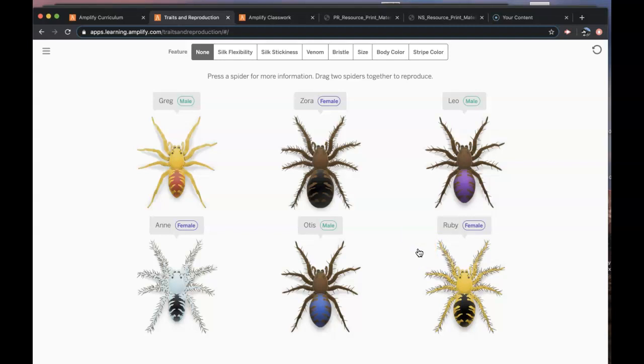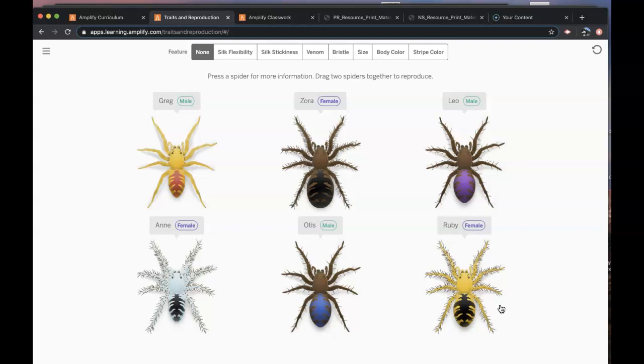So Otis is brown and has a blue stripe. So his traits are brown body, blue stripe, and a little bristle or hair. And Ruby's traits are that she has a yellow body with a black stripe and a lot of bristle or hair. So we are going to focus on these two spiders. We're going to look at their genes for stripe color and how they lead to protein molecules and therefore traits. Then we're going to look at their offspring and see how the traits were passed down.